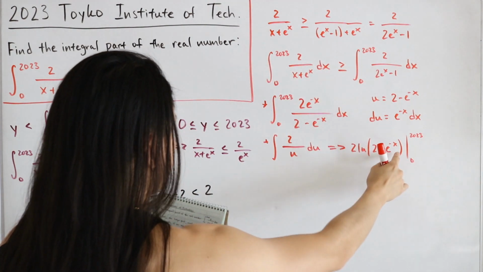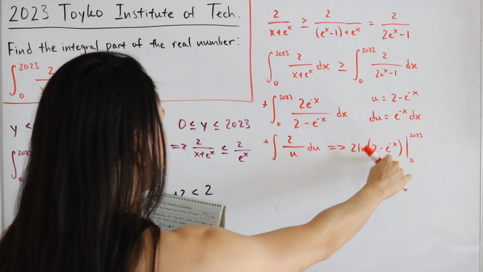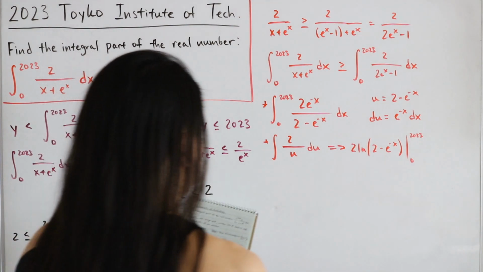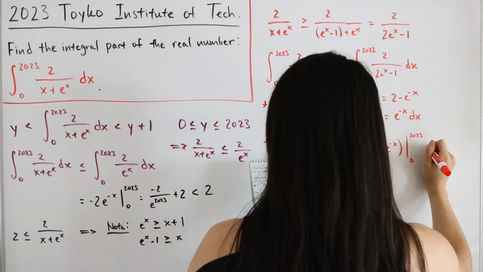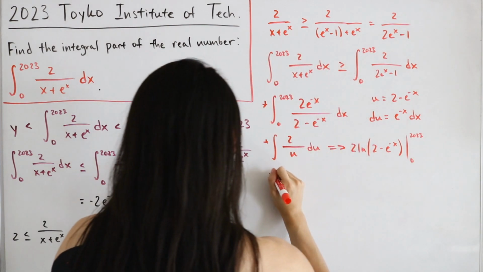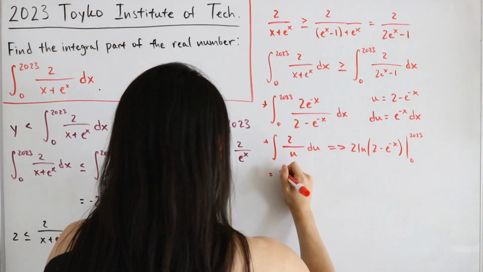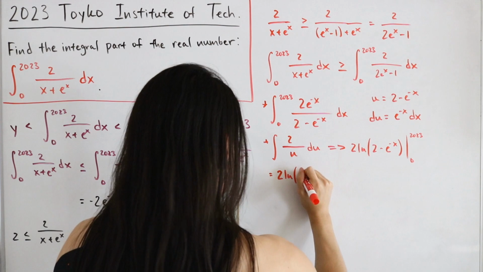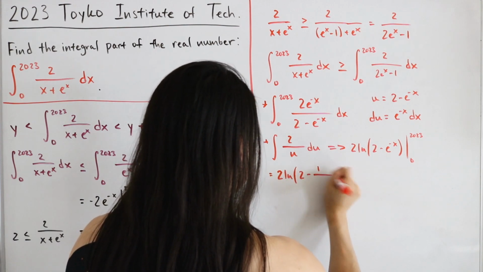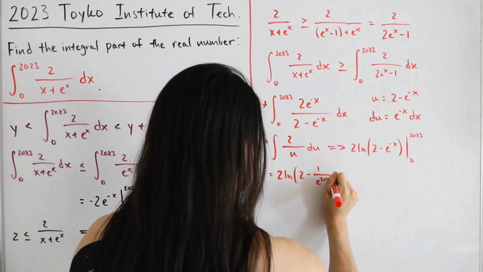As you can see, if I just plug in 0, that's just going to be a 1. So 2 minus 1 is 1, and ln of 1 is, of course, 0. So what's really left is 2 ln of 2 minus 1 divided by e to the 2023.